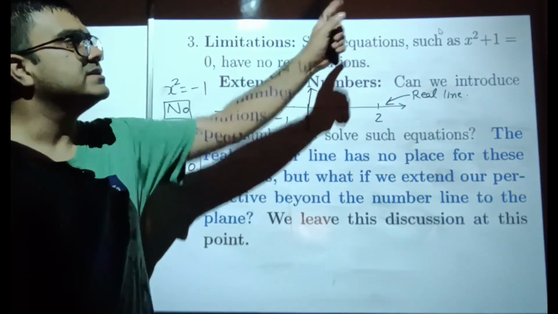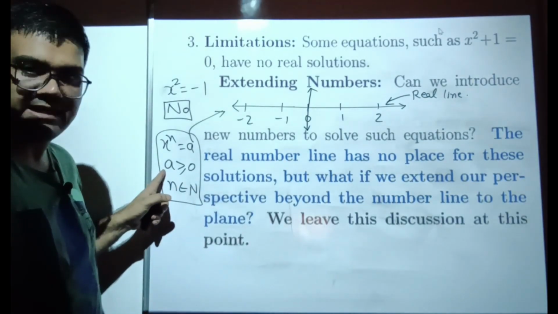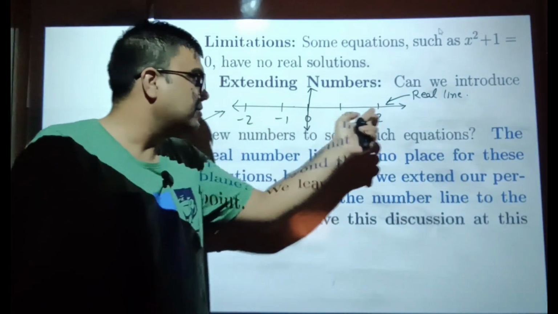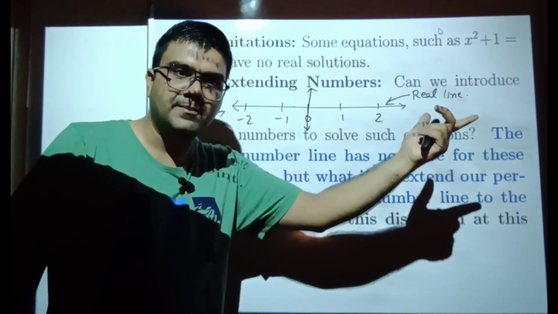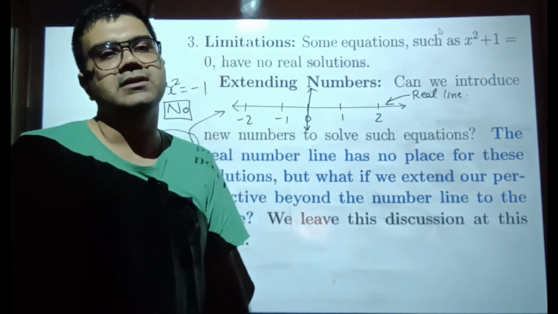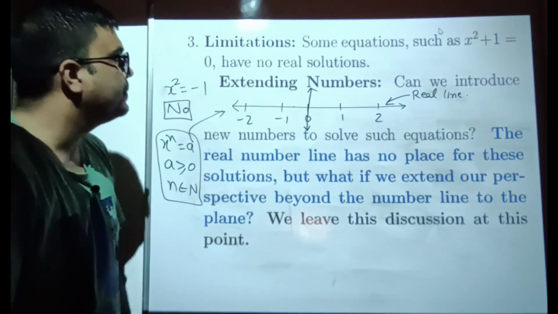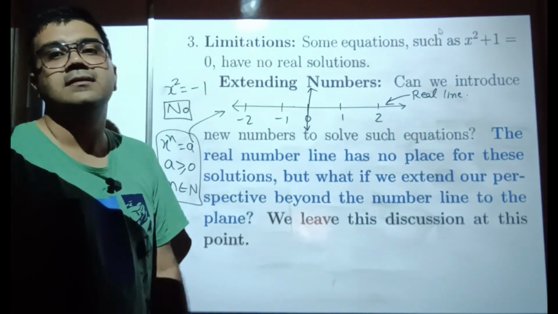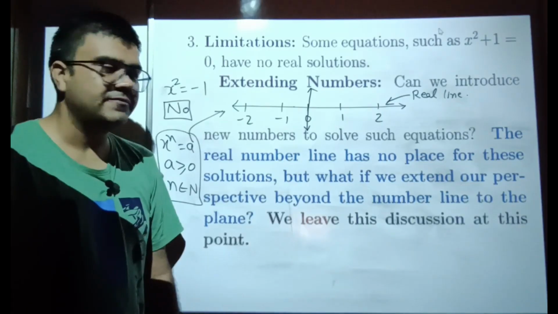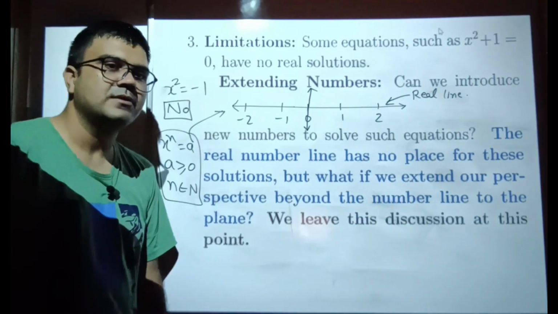When we move towards the equation x square plus 1 is equal to 0, we are talking about a being negative. There is no place for the solution on this line. We will move towards the plane, which will be called the complex plane, that we will study when we talk about the complex numbers. So this was all about the real numbers that you should know right now. As we move further, we will list more properties. Right now you should know up to this point.